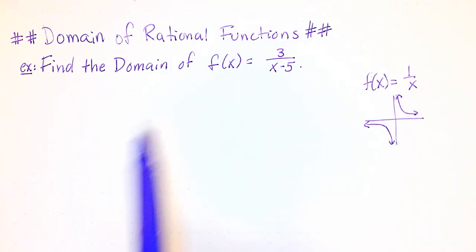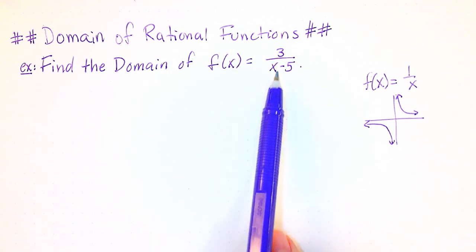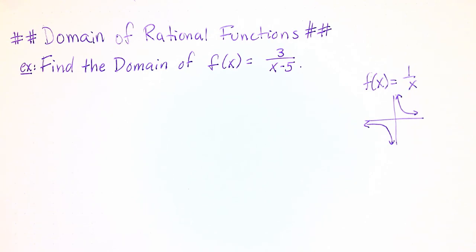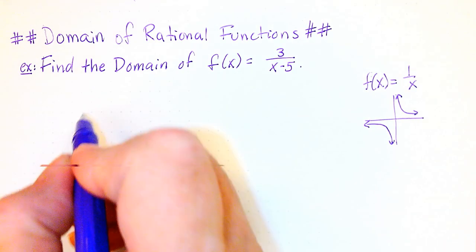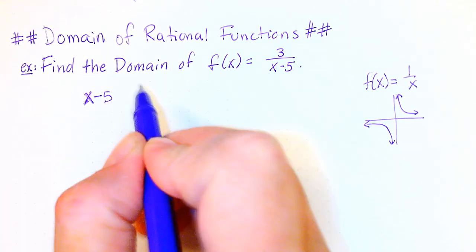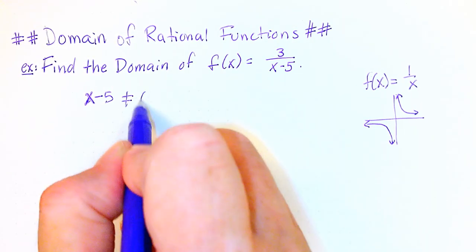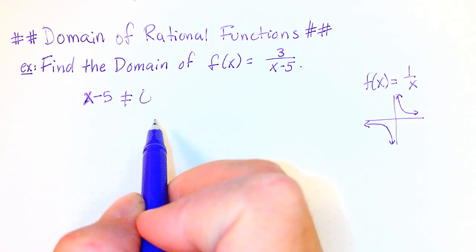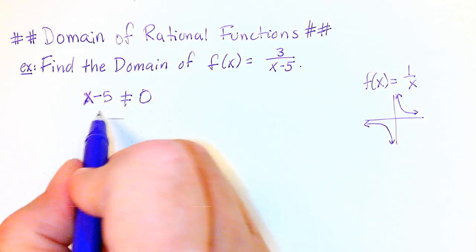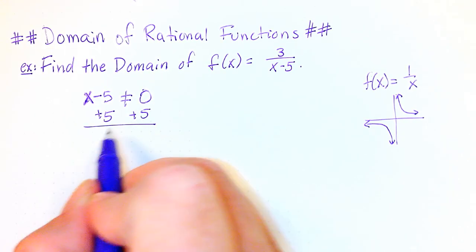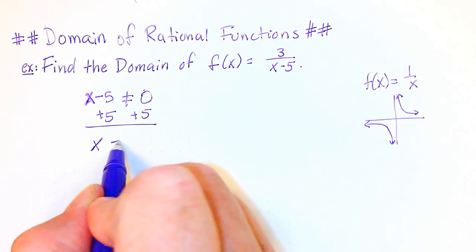Now, how do we take that into consideration whenever we don't just have an x in the denominator? Well, we need to think about what would make the denominator equal to 0. So we're going to set this up like this. We're going to take the denominator, in this case x minus 5, and we're going to say this does not equal 0. So we want to find out what value of x cannot equal 0. So we're going to solve this as a linear equation. So this is going to be x not equal to 5.